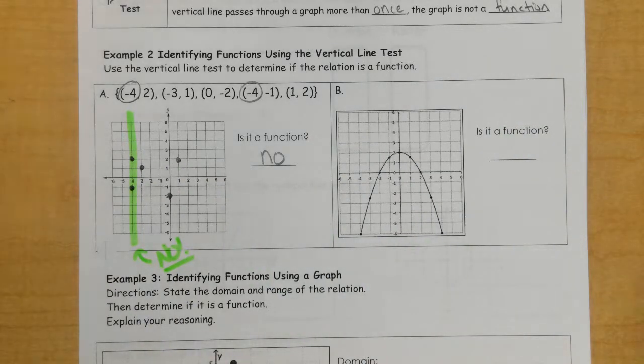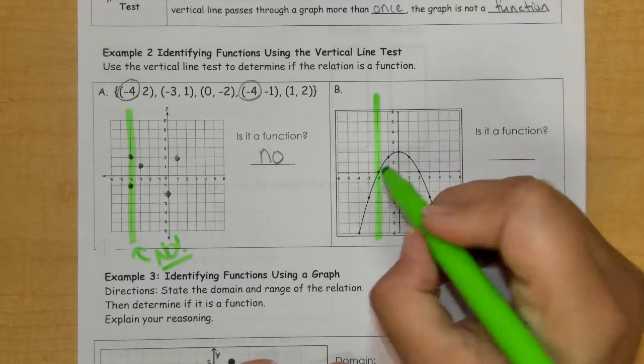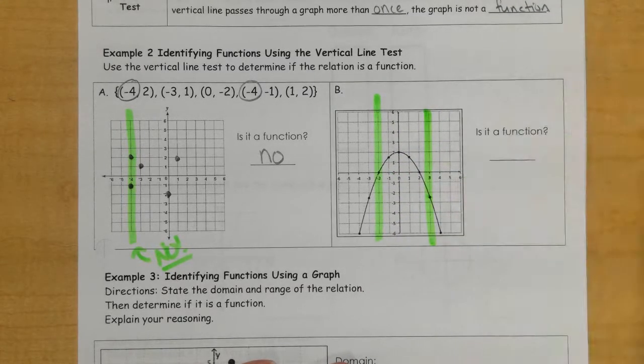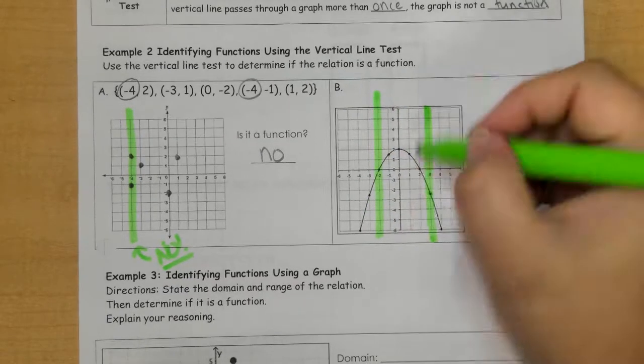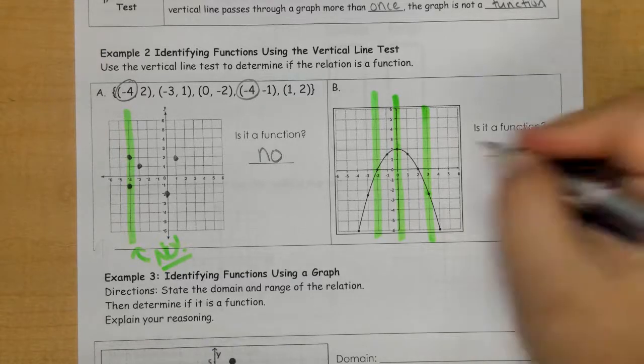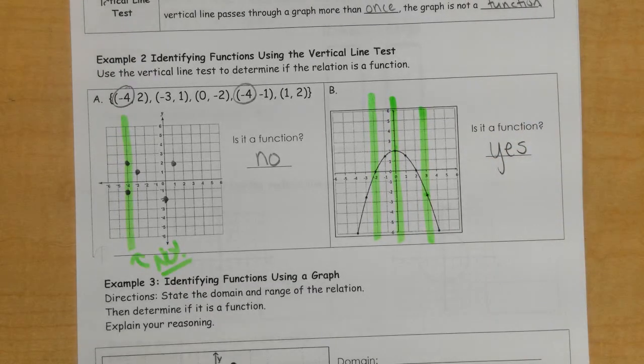I can't have 2 or more points on a line. I only can have 1 point per line. So in part B, if I draw a line, I see I only have 1 point. Here, I have 1 point. Okay? 1 point. So since only 1 point is touching those green lines, yes, this is a function.